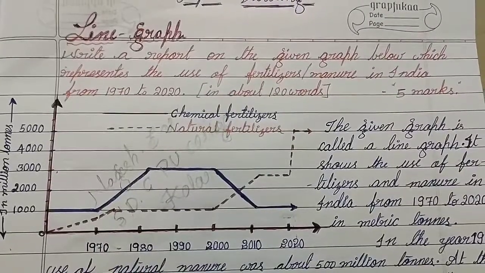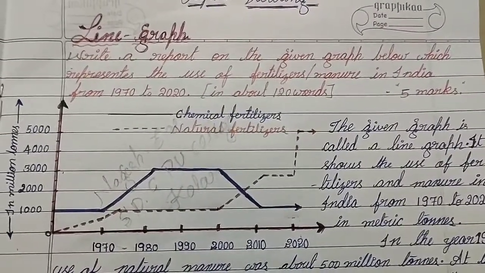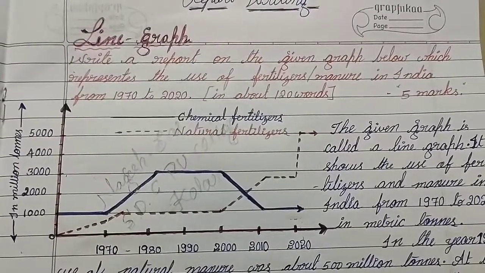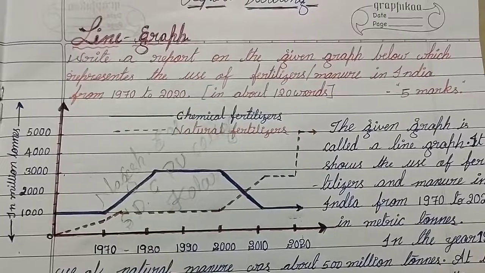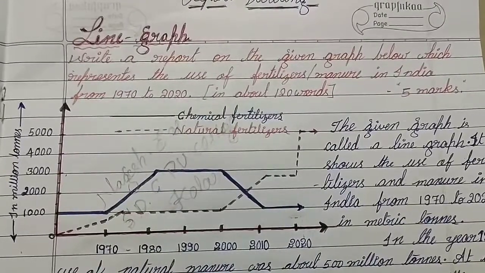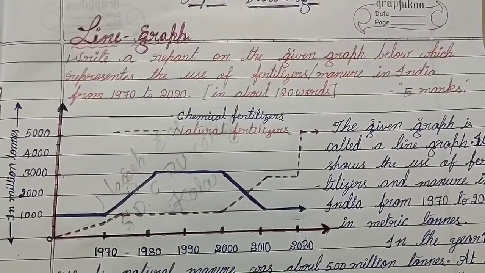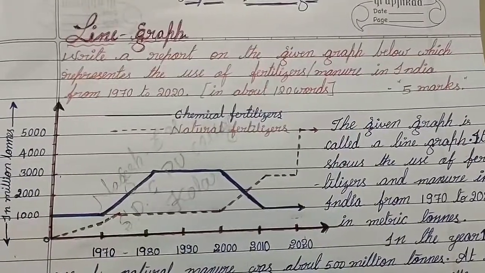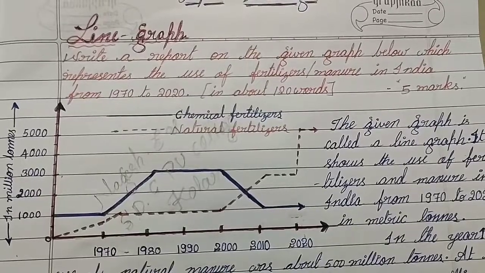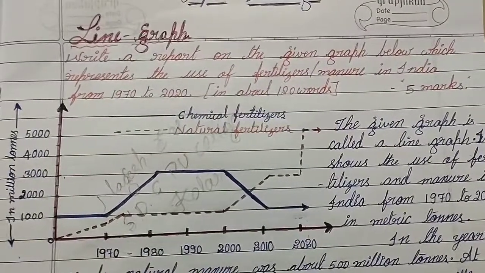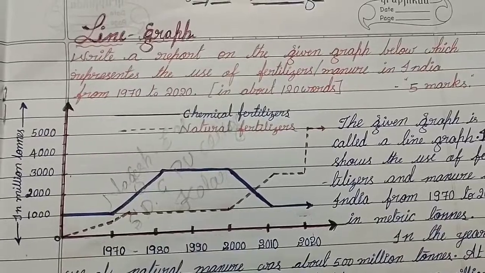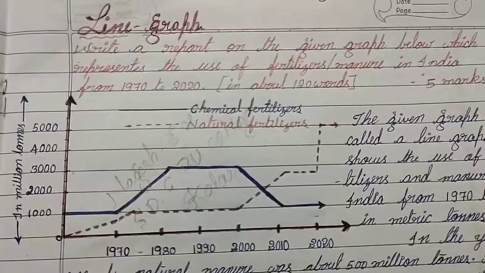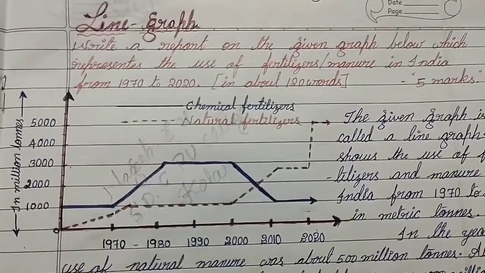Before learning about the line graph, we have to read the question given and understand what kind of graph it is and what data has been used. So let's read the question first. Write a report on the given graph below, which represents the use of fertilizers or manure in India from 1970 to 2020, in about 120 words. This is how the question is given to us, for 5 marks.